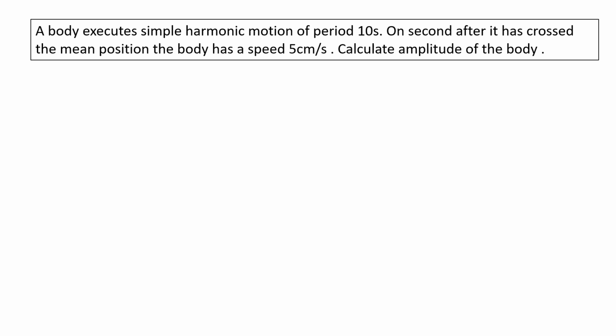A body executes simple harmonic motion of period 10 seconds. 1 second after it has crossed the mean position, the body has a speed of 5 cm per second. Calculate the amplitude of the body.